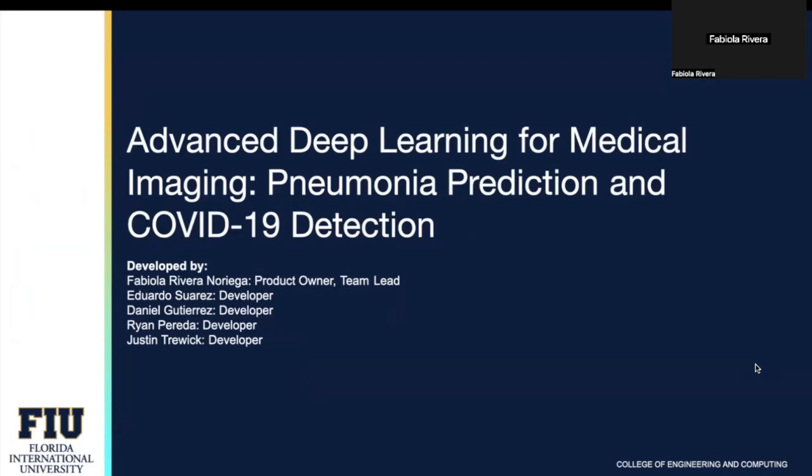The title for this project is Advanced Deep Learning for Medical Imaging, Pneumonia Prediction, and COVID-19 Detection. Our goal for this project was to develop a deep learning model capable of analyzing photos to classify individuals as having pneumonia, COVID-19, or being healthy.